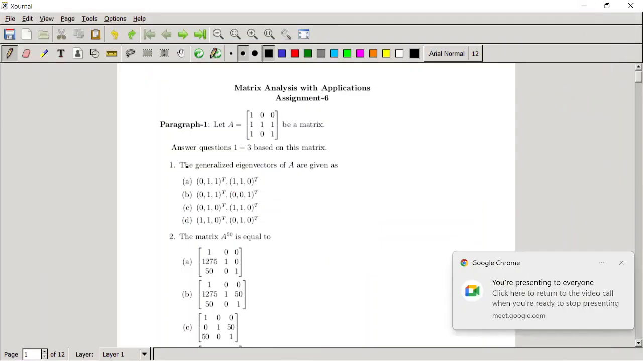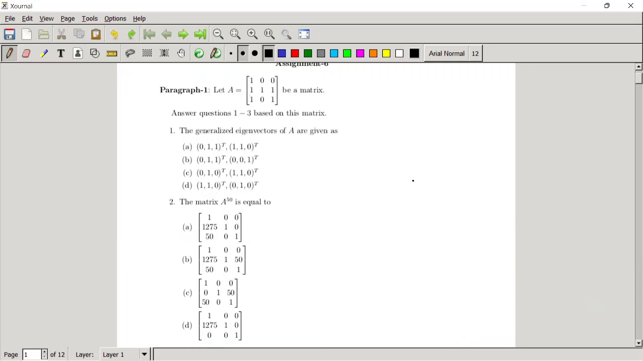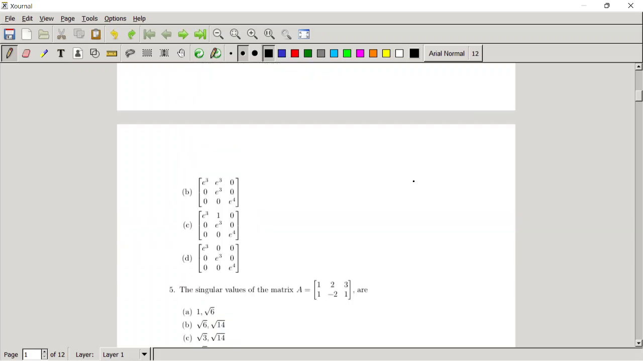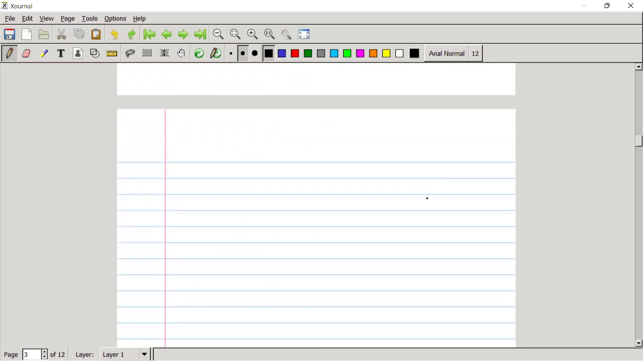The first question is: the generalized eigenvectors of A are given as. We have to find the eigenvectors for this matrix. That is easy, I think you all know how to find. So the matrix is 1 0 0 1 1 1 1 0 1. Let me solve this.